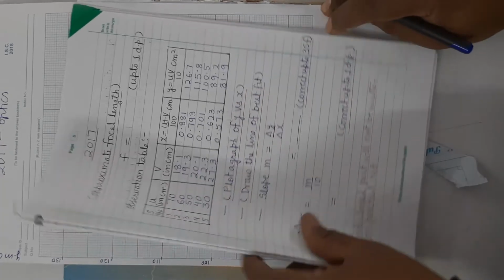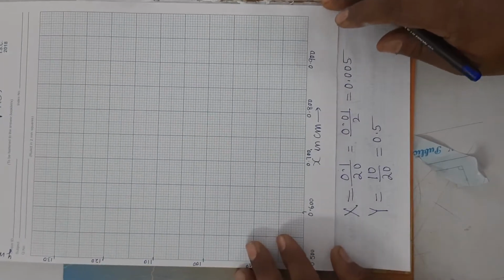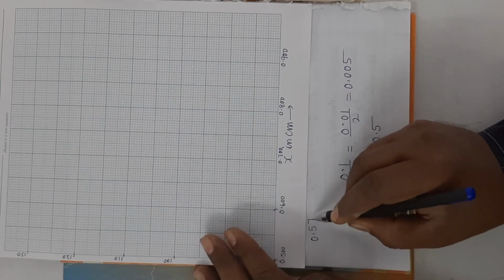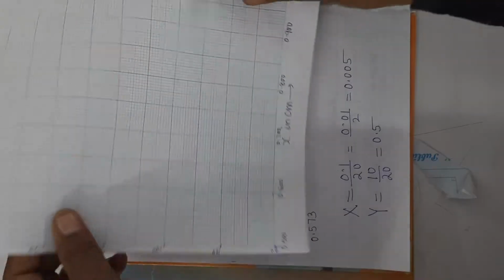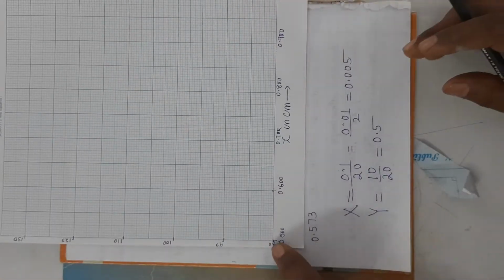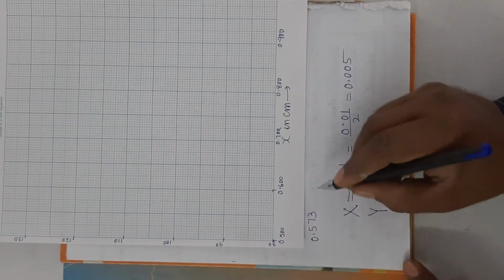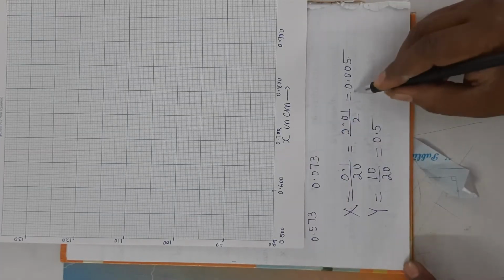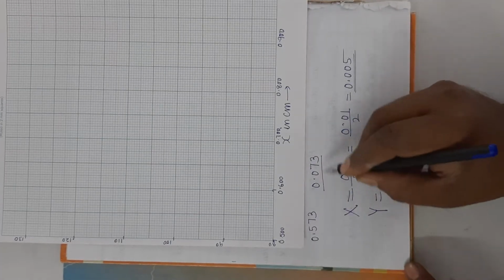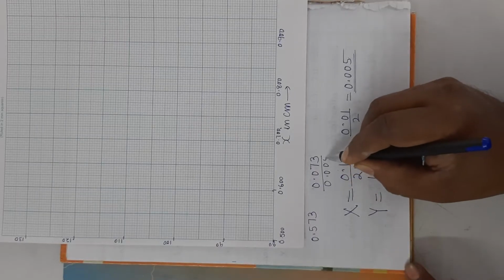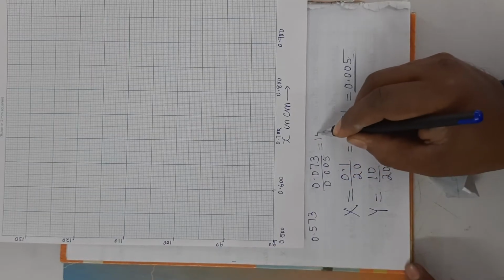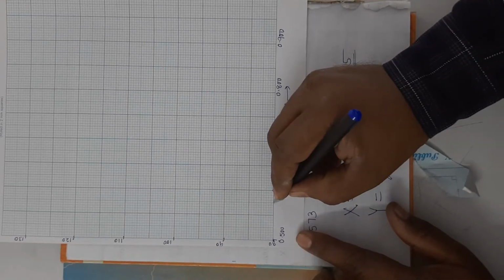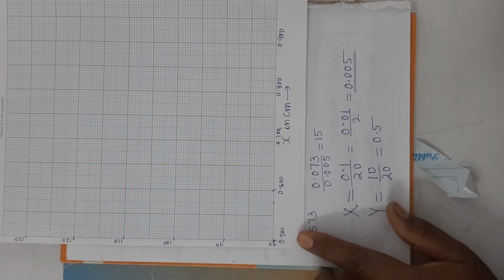You can see the first observation is 0.573 on the x-axis. If you see here, already there is 0.500. How much is left? 0.073. Divide it by the least count 0.005. There will be how many divisions? 15. So 15 divisions beyond 0.5, this will be the point.